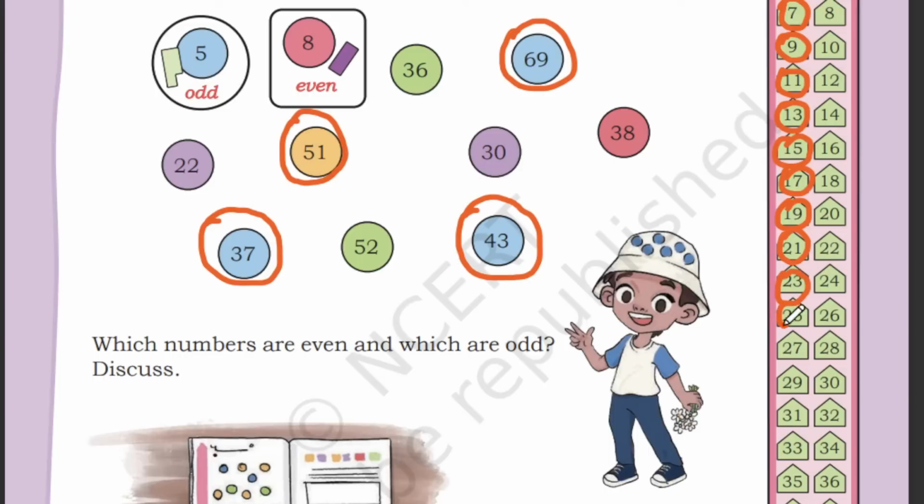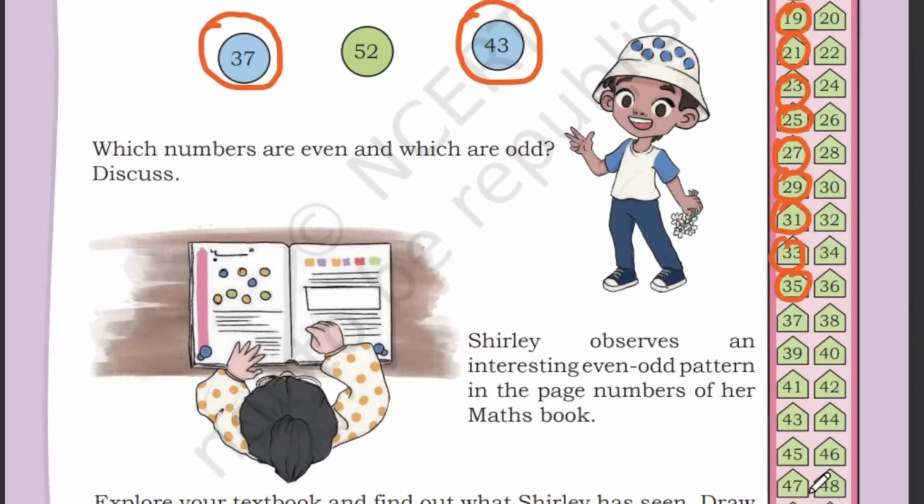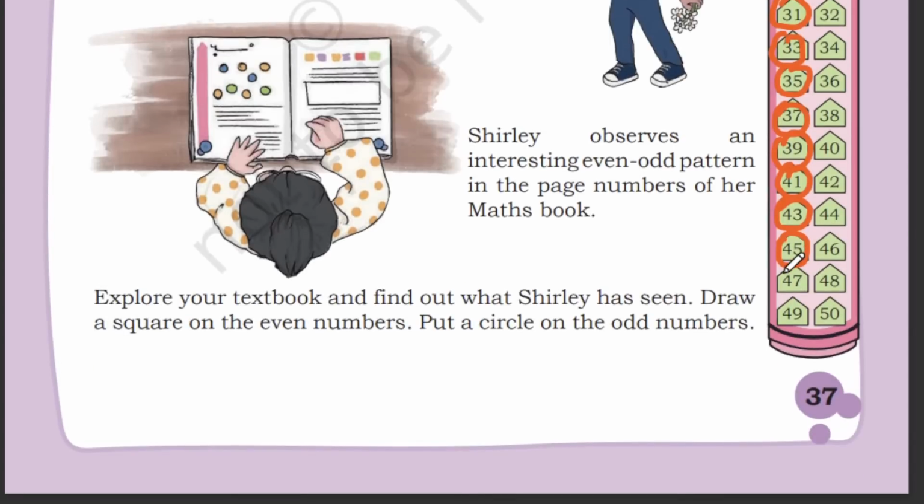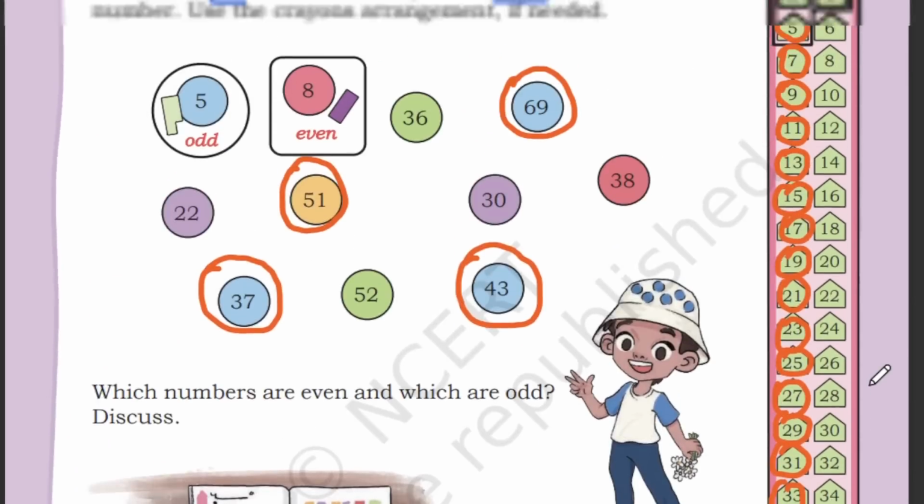Circle it out. If you see, all these numbers are ending with 1, 3, 5, 7 and 9. Circle this out. See this page number, this is also an odd number ending with 7. You can circle that also.